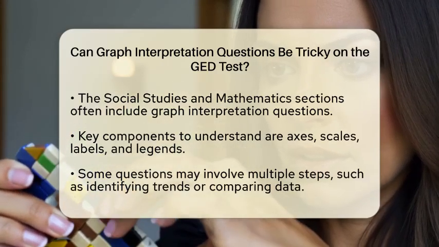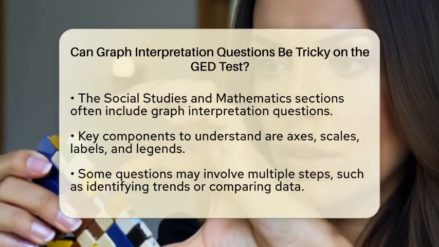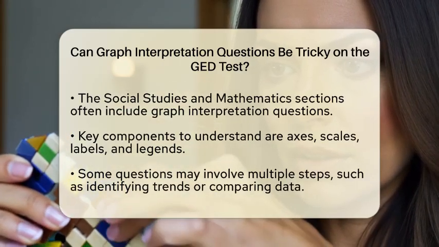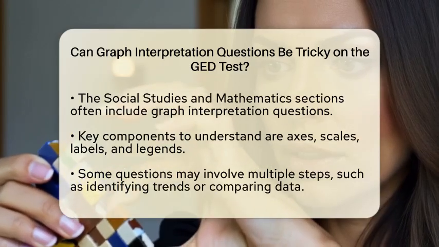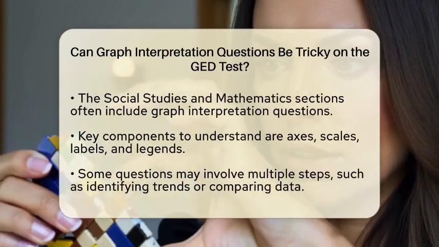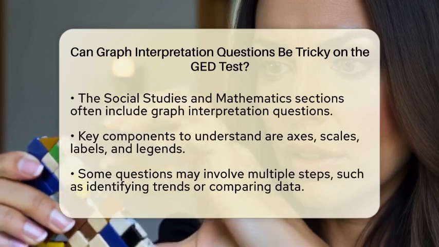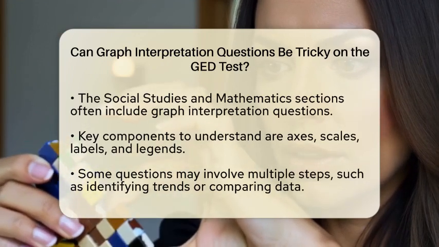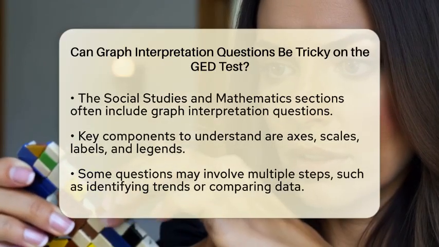The social studies and mathematics sections of the General Educational Development Test often include these types of questions. They assess your ability to interpret visual data and relate it to real-world scenarios. This means you need to be comfortable with graph components like axes, scales, labels, and legends.